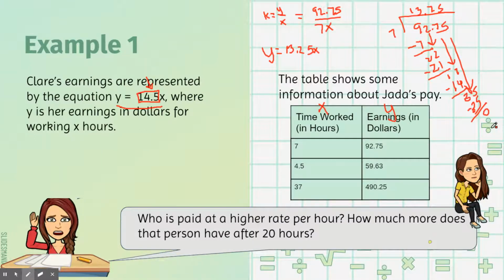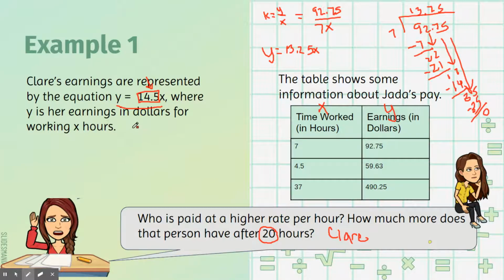So who makes more money, Jada or Claire? Claire is making more money because 14.5 is higher than 13.25. So now we're going to move on to the next part, and we're going to calculate who made more at 20 hours. We know that Claire makes more overall. Now we're going to find out who makes more at 20 hours.